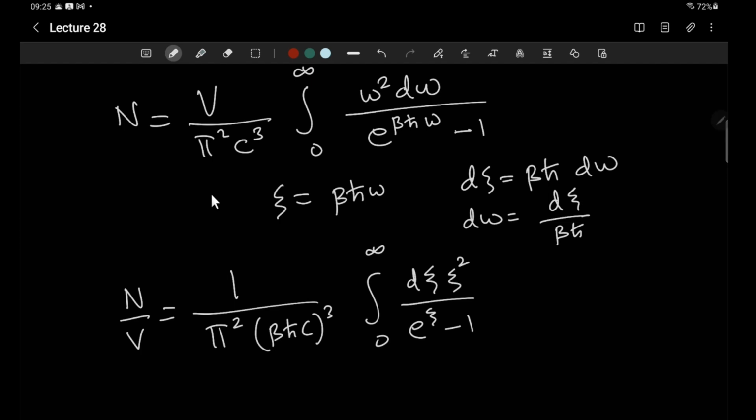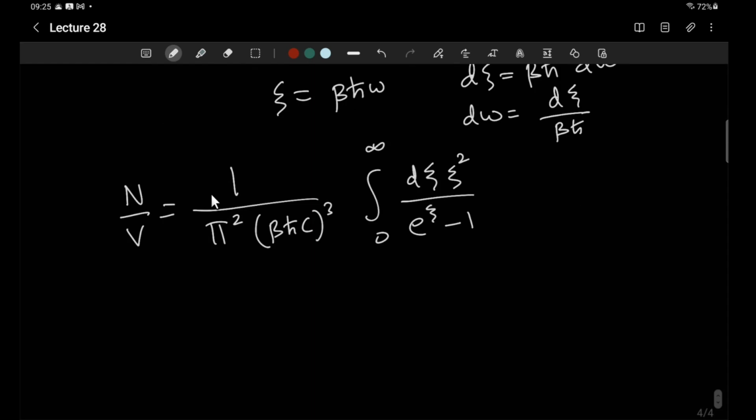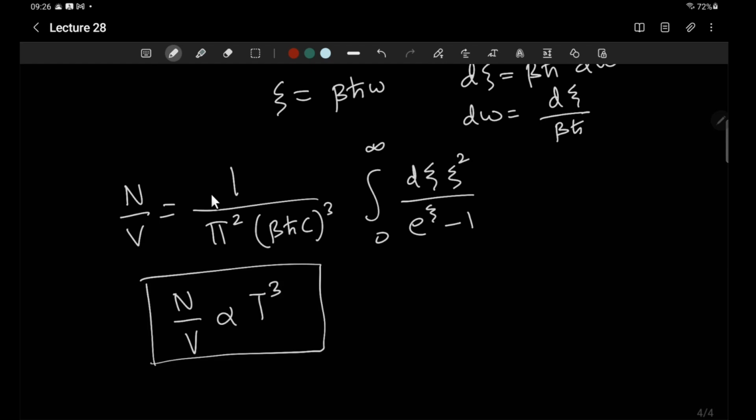Now let's expand this as a power series in xi. This is just some integral, but one thing we can see is that there's a beta here, so N by V is proportional to T cubed. This is some finite integral, so compute this integral and show that N by V is equal to some constants, which you can work out.